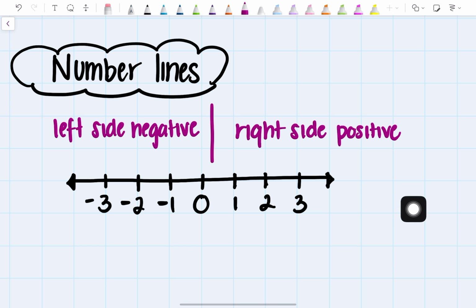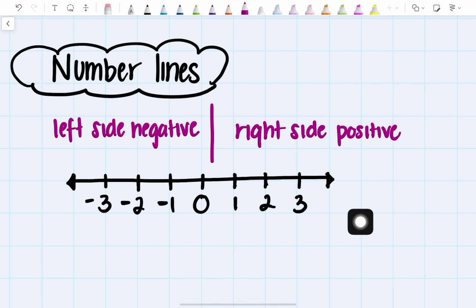The right side is positive. Now, the farther you go to the right, the bigger the numbers get. The farther you go to the left, the smaller the numbers get. So notice it's -1, -2, -3. The more I keep going to the left, the numbers are getting smaller and smaller.